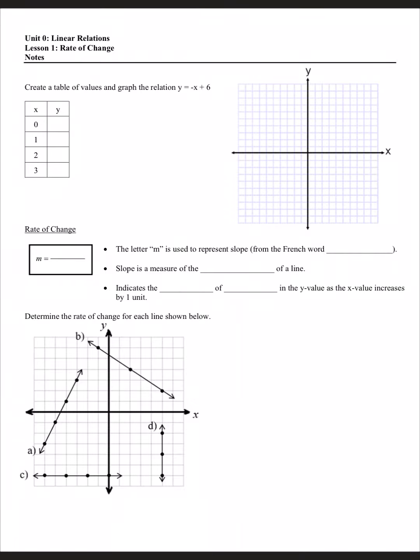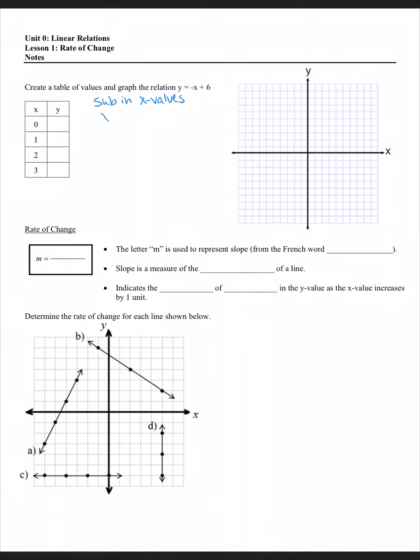So we're going to start with an equation we have here, and we're going to create a table of values for this relation. Create a table of values and graph the relation y equals negative x plus 6. What that means is I'm going to substitute in all these values for x in order to get my y value. So we're going to sub in x values.